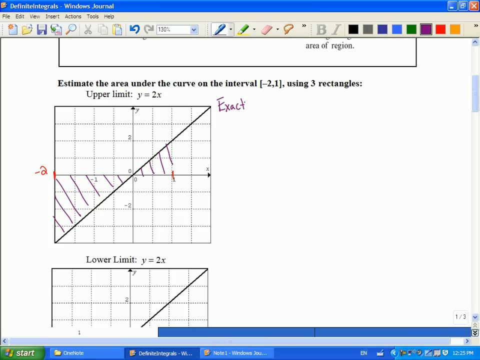But if I use 3 rectangles and I want to approximate this with its biggest one, here's the 3. Well, first, the distance from here to here is 3 units. So each rectangle has width 1. So that's how I know the first one I'm going to put in looks like this. The second one I'm going to put in looks like this. And then the last one I'm going to put in looks like this.